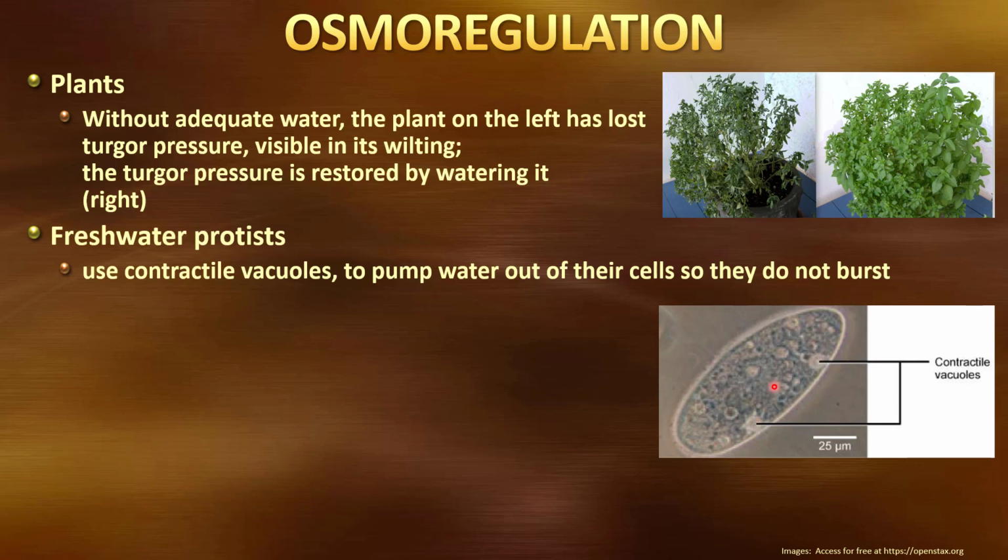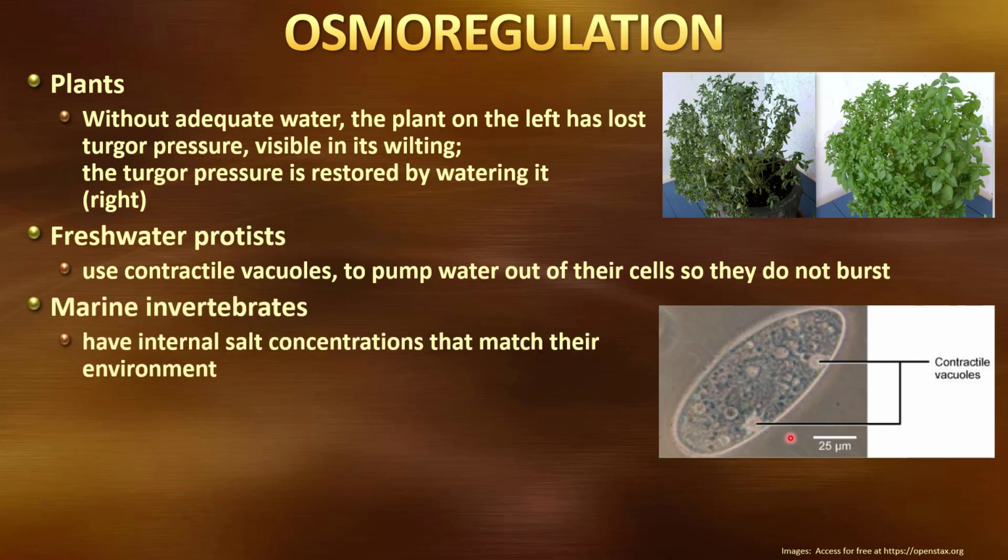What freshwater protists have to do is use these structures called contractile vacuoles that will fill up with water and then sort of explode at the surface of the cell, pushing that water out. So it's sort of bailing the water out of the cell. Marine invertebrates typically have internal salt concentrations that more or less match their environment. They don't have as much of an issue of maintaining this water balance.